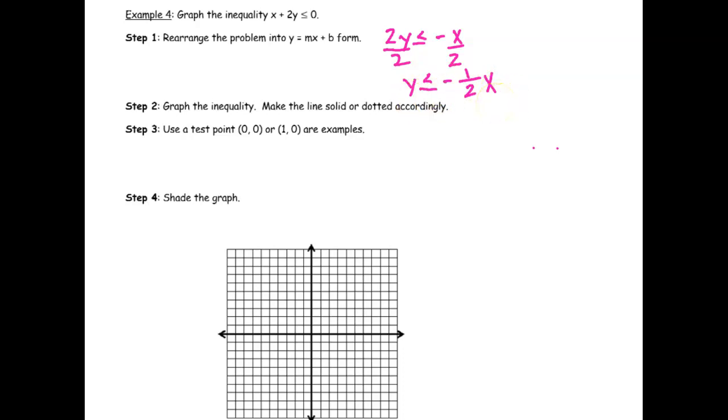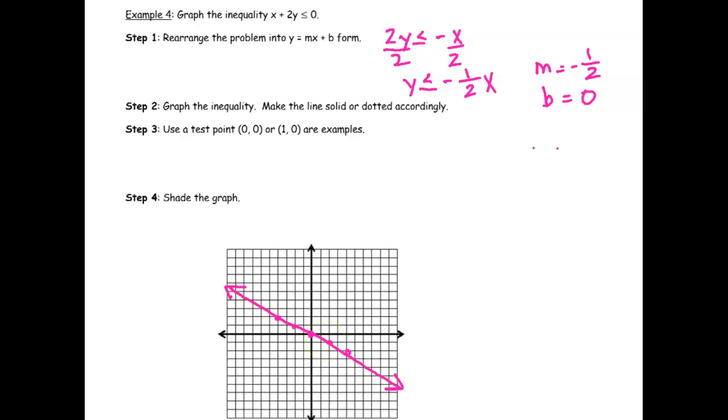Now we want to graph it. So we start out and our slope is going to be negative 1/2 and our y-intercept is going to be 0. So we're going to start at 0 and our slope is negative 1/2. We go down 1, right 2, or we could go up 1, left 2. Now I take a look back and I see it's less than or equal to, so that means I'm making a straight line. It's not going to be dashed. It's going to be a straight line, just like that.